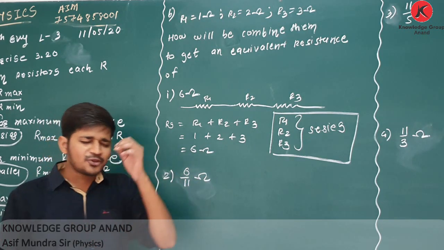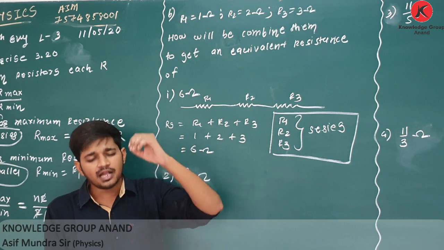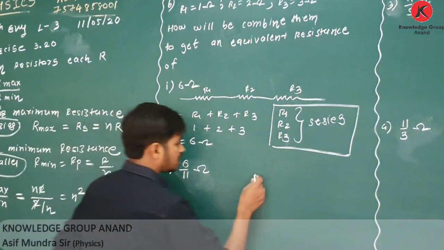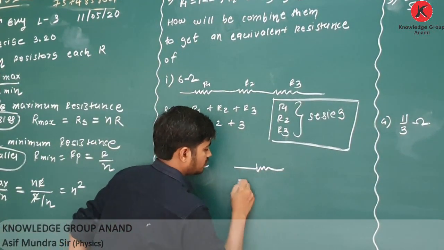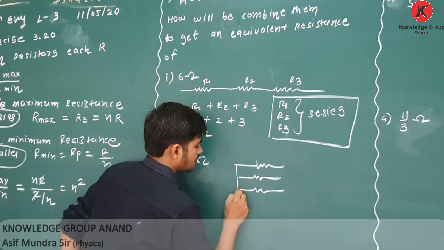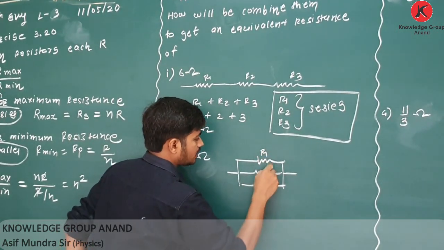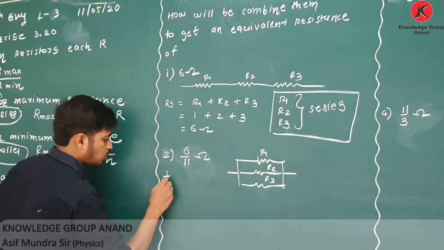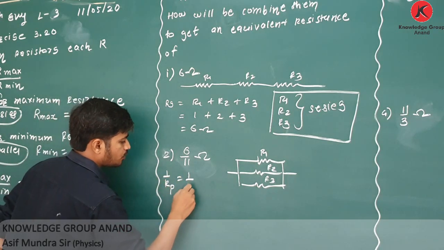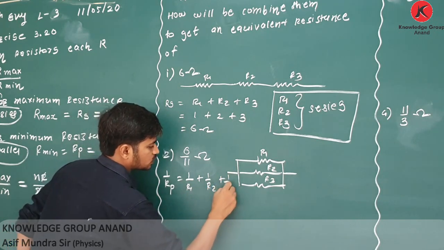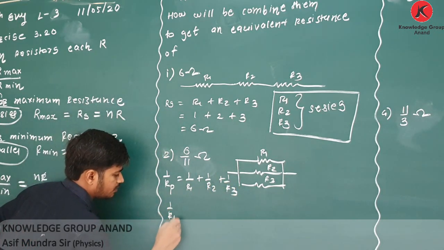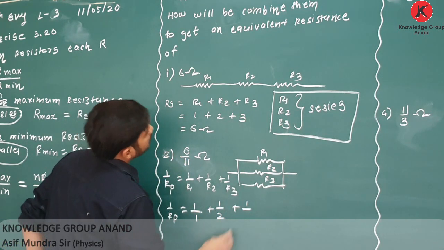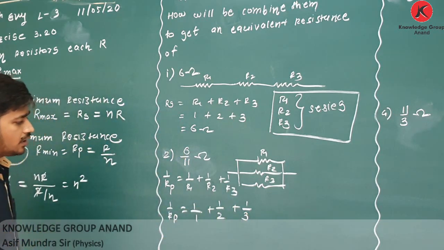Again, if you have a connection of resistors, first we think of the easiest thing, that is series. Then we can assume parallel. Suppose these 3 resistors, R1, R2 and R3, are connected in parallel. For parallel connection the equation is 1 upon Rp equals 1 upon R1 plus 1 upon R2 plus 1 upon R3. So here 1 upon Rp is 1 upon 1 plus 1 upon 2 plus 1 upon 3. Clear about this?